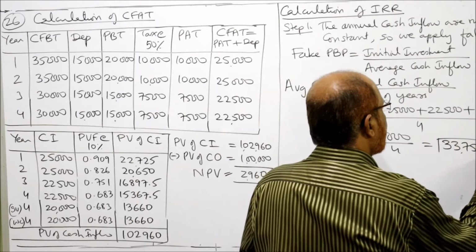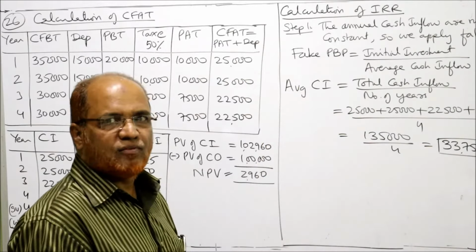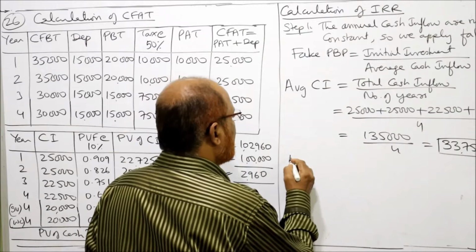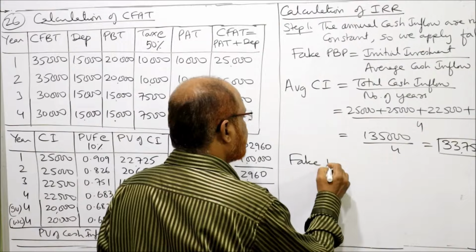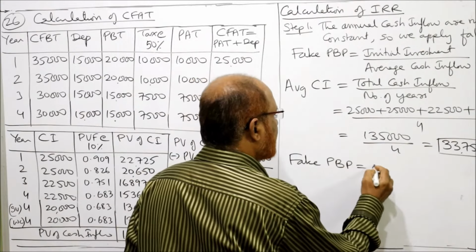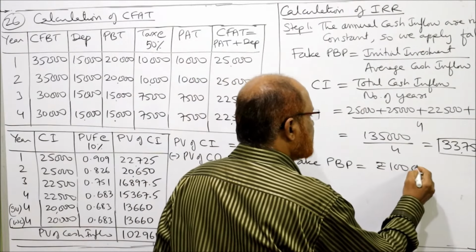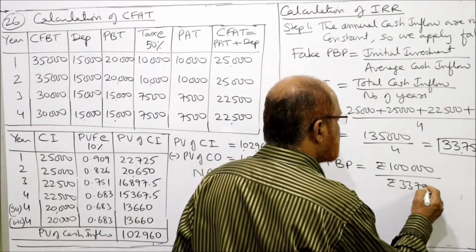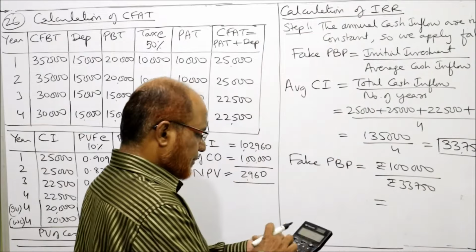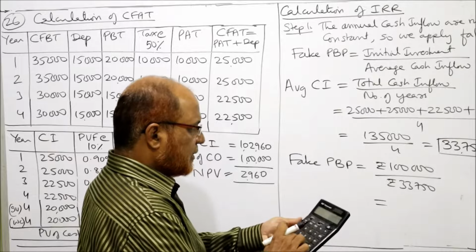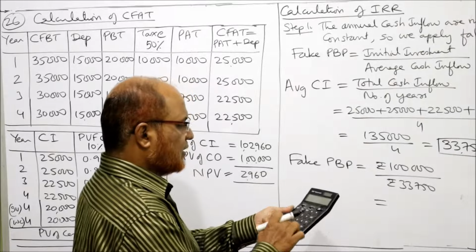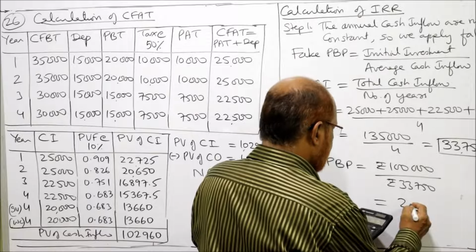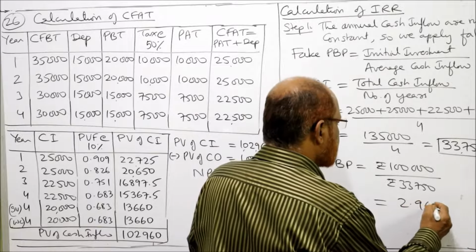Average cash inflow is 33,750. Now fake PBP is equal to rupees 1 lakh divided by rupees 33,750. You will get 2.963.